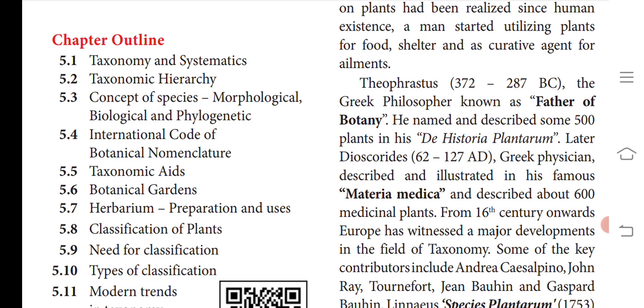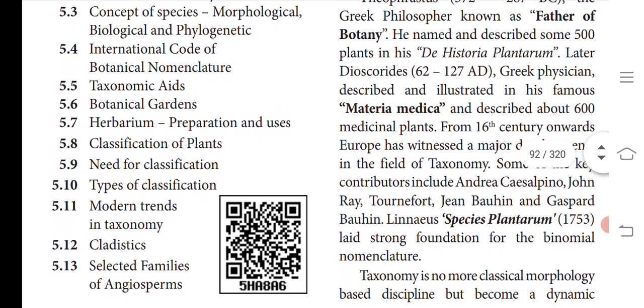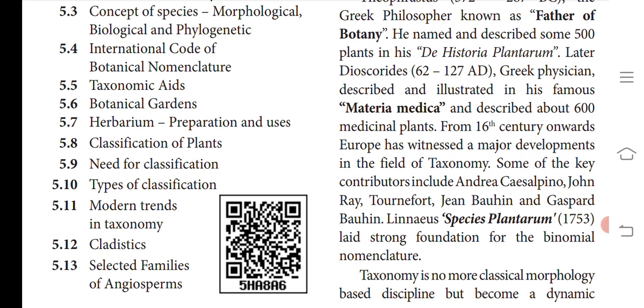What is hierarchy? Species will be the basis, and it is the basic unit of classification. After that we have the genus; a collection of species makes a genus. Likewise, various organisms have been arranged in a particular order, at a particular level, and that is what is called the hierarchy. Then the concept of species, which is morphological, biological and phylogenetic.